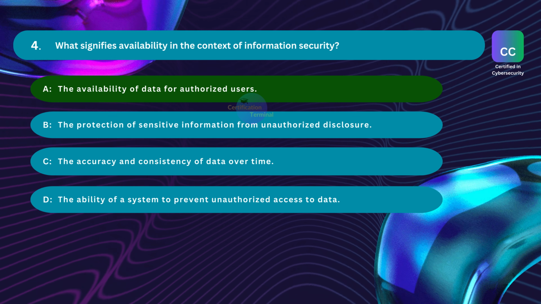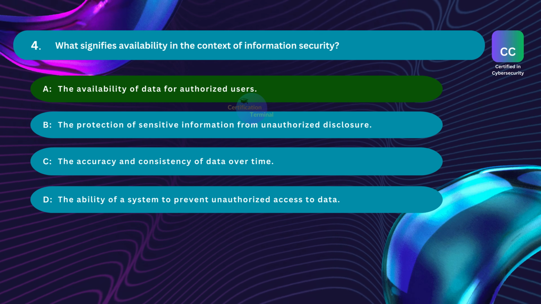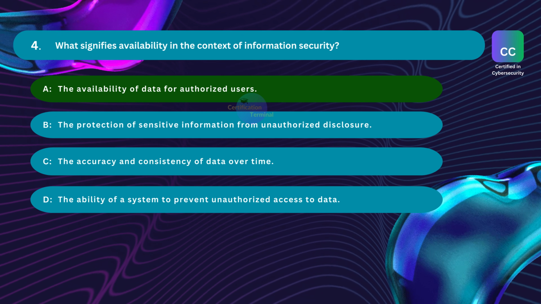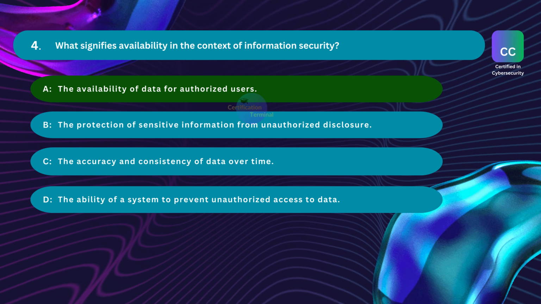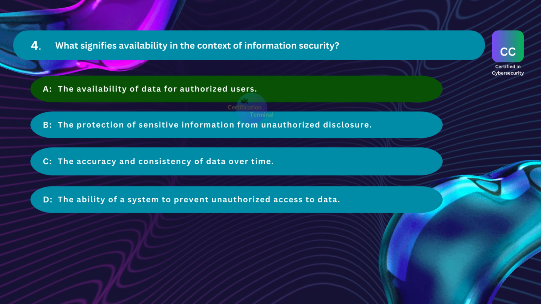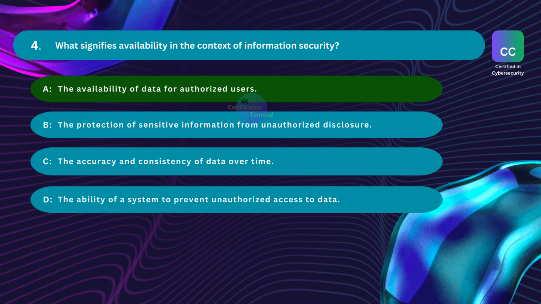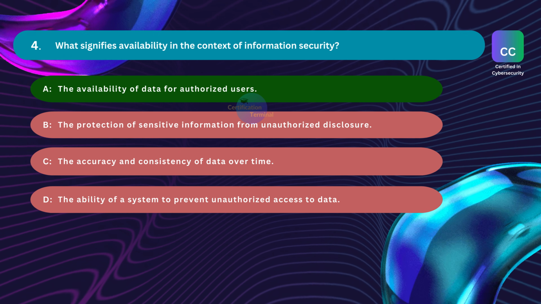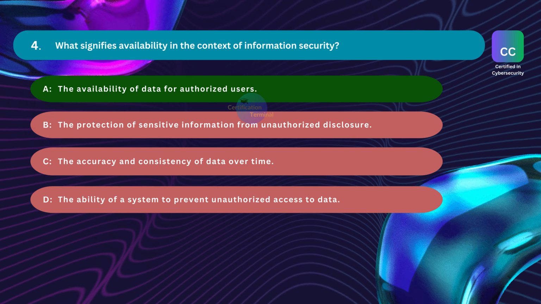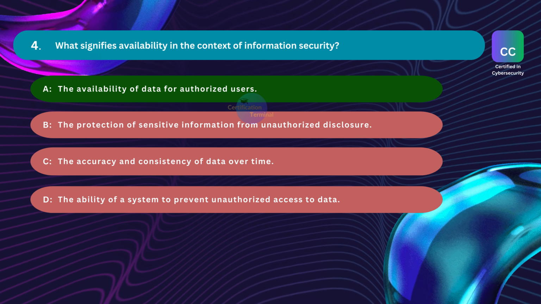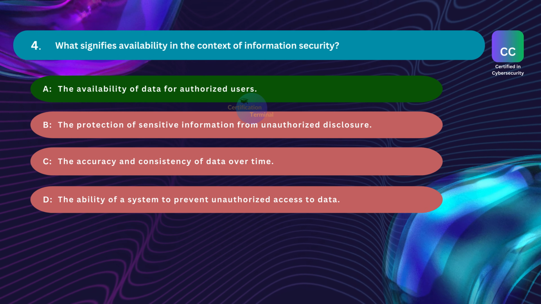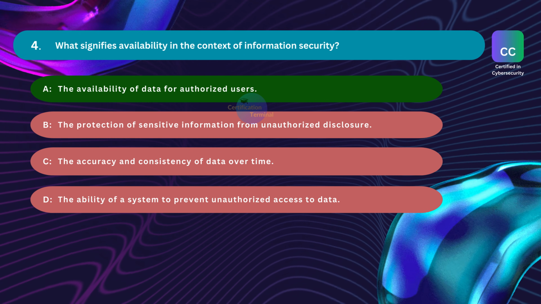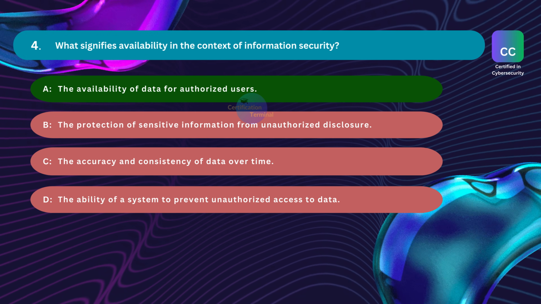Availability in information security refers to ensuring that authorized users have timely and reliable access to data and resources when needed without interruption. It focuses on maintaining system functionality, preventing downtime, and ensuring that authorized users can access data and resources promptly. The other options describe different aspects of information security but do not directly represent the concept of availability. Option B refers to confidentiality, Option C refers to data integrity, and Option D refers to access control mechanisms.